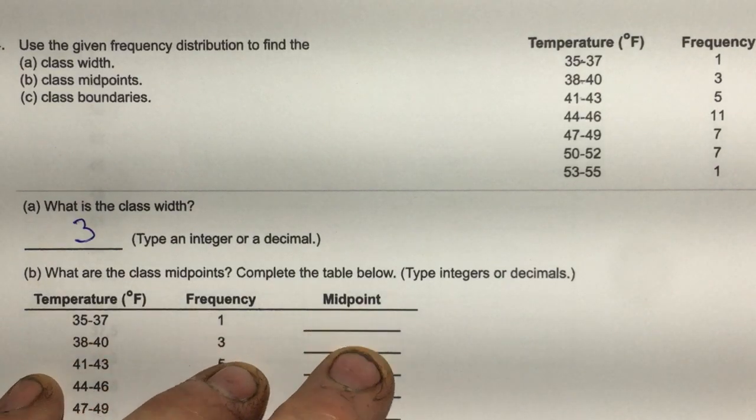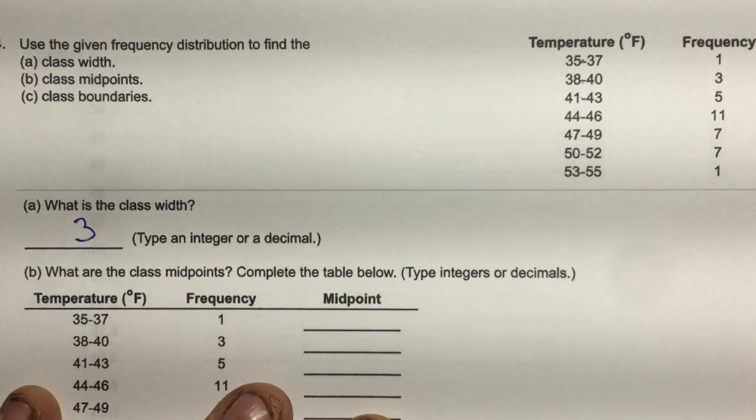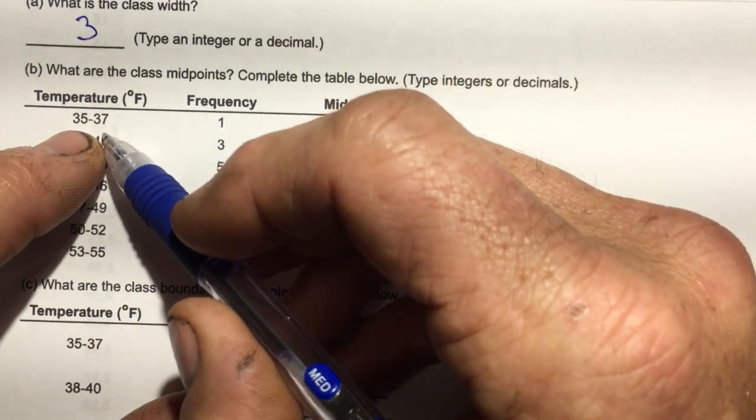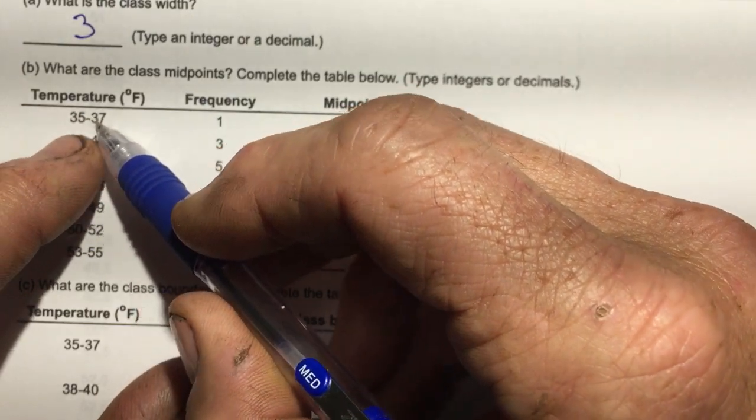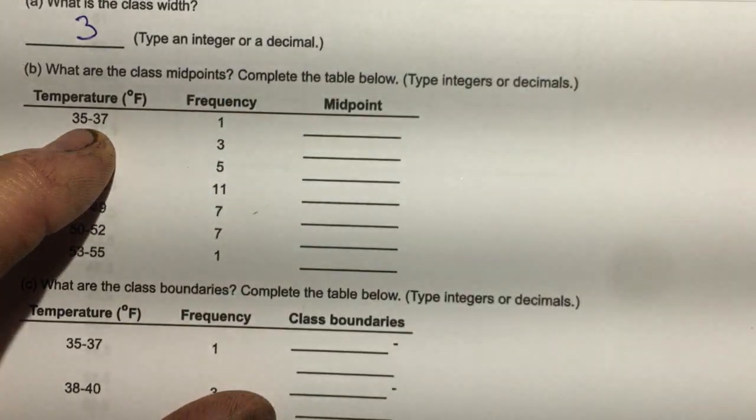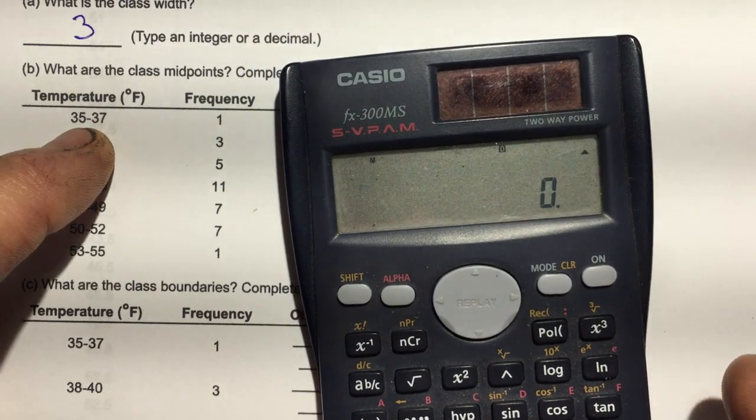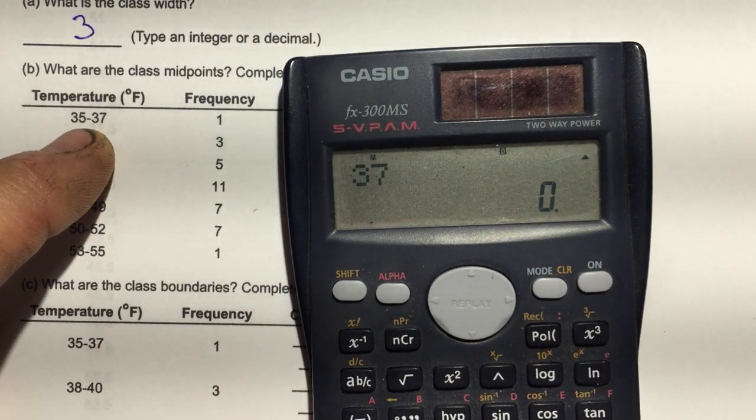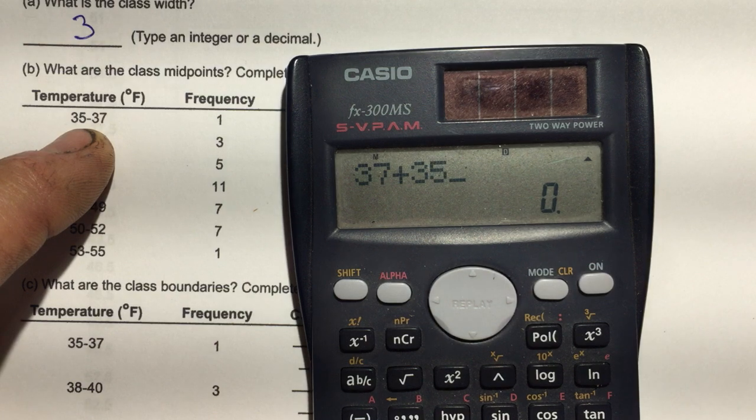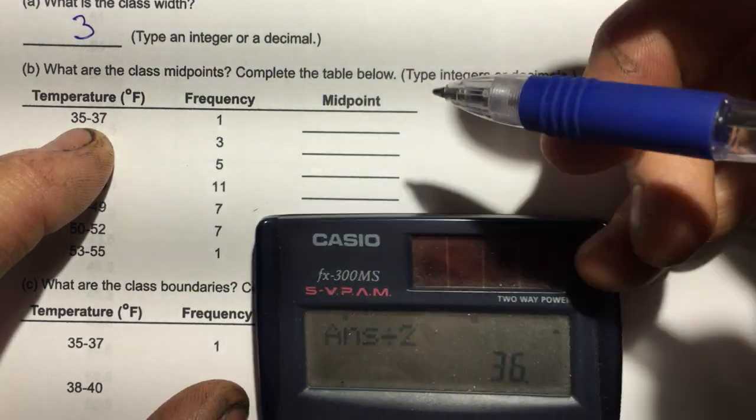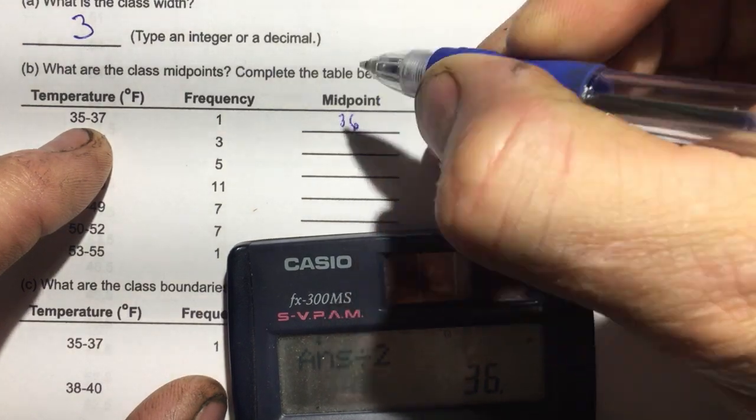Okay. Now, it's wanting us to find the midpoints. Okay, so let's move this up here. We're going to find the midpoints here. So all I do is I add these together, divide by 2. So let's do this right here. 37 plus 35 equals 72, divided by 2 is 36. So this would be 36.